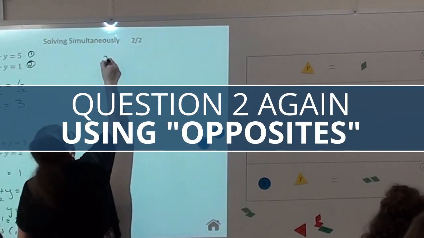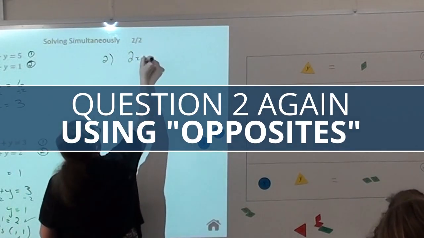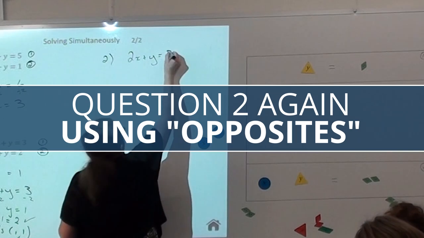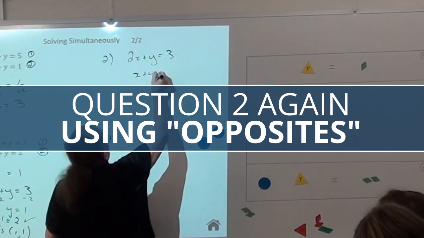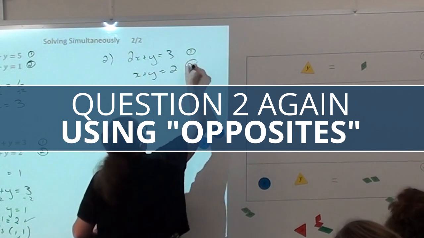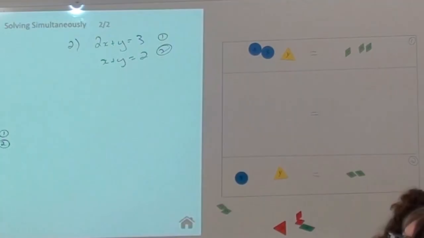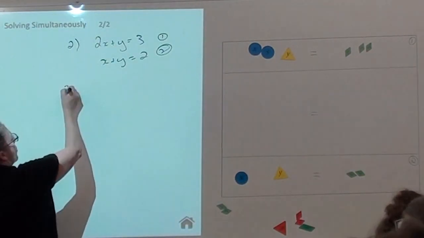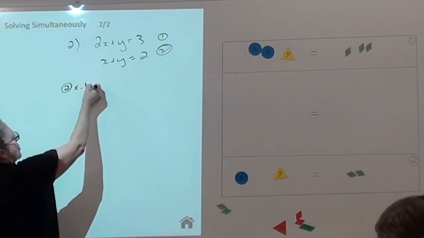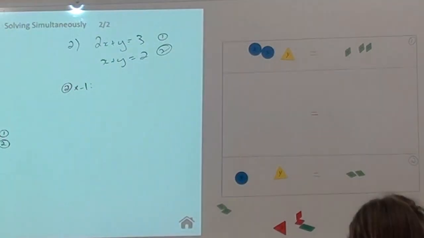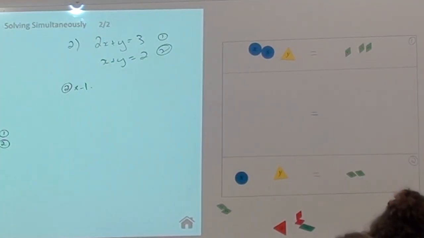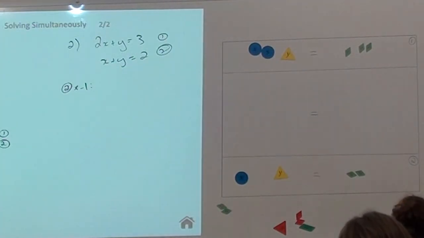We're doing question 2 again, differently. So write it, label it, and build it. Okay, here's what I'm going to show you. I'm going to get equation 2 and I'm going to multiply it by -1.